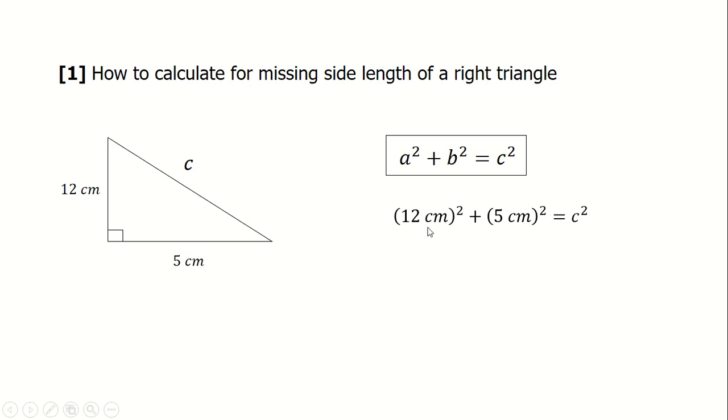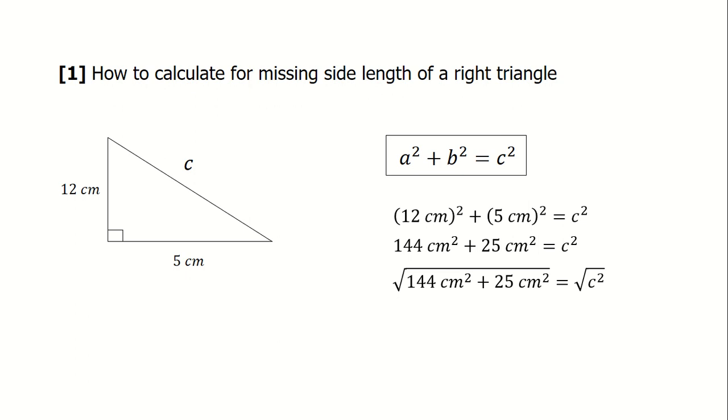Okay, so here my A is the 12 centimeter. I will square that. And my B is the 5 centimeter. I will also square that. If you square 12, you get 144. If you square 5, you get 25. You also would square the centimeter, so it becomes centimeter squared. That is equivalent to c squared.